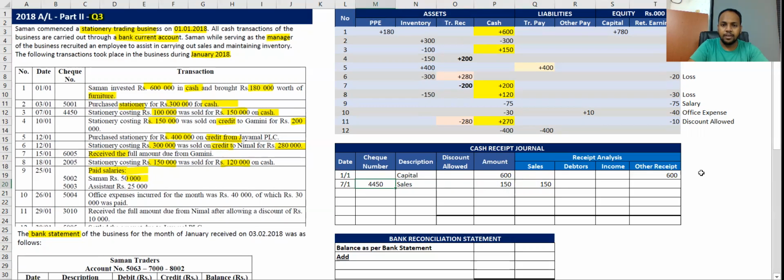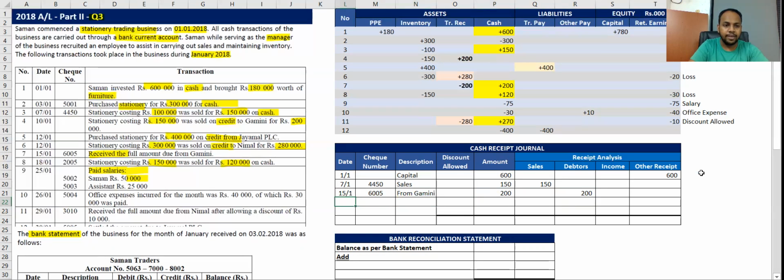Then the next transaction is the 7th transaction, 15th of January. Receive the full amount due from Garmin. So Garmin paid 200,000. So it's receiving from the debtors, 200,000.